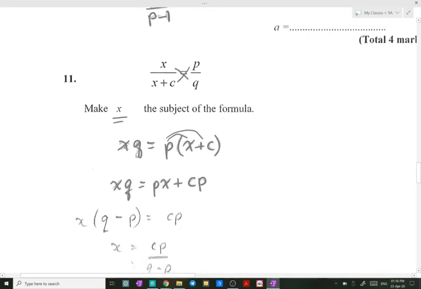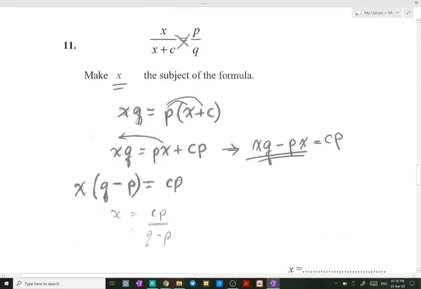Now we need to take everything that contains x to one side so that we can factorize it. Let me write it in more detail: xq minus px is equal to cp. Now we factor the x, so it's going to be x into q minus p, which is equal to cp. Then we divide by q minus p, and we get x equals c times p over q minus p.